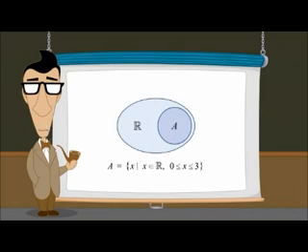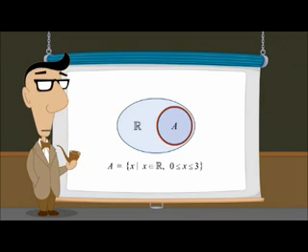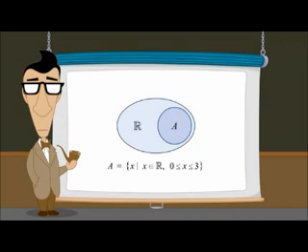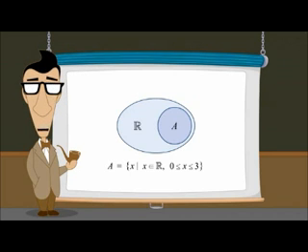We also saw how Venn diagrams can be used to illustrate relations between sets. This Venn diagram shows that set A is a subset of the set of real numbers. However, it does not show anything about the elements of A having values greater than or equal to 0 and less than or equal to 3.